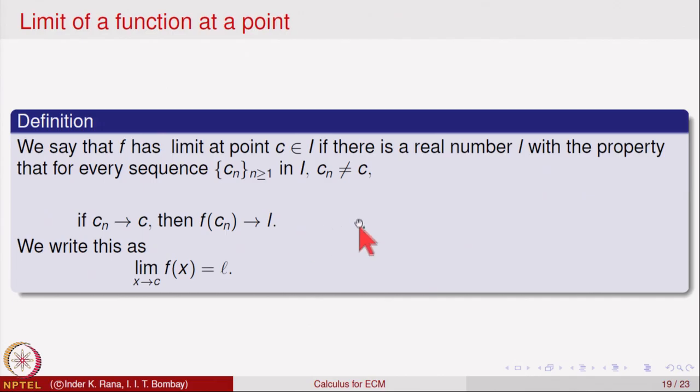So, let us analyze the content of this definition. Pick up any sequence in the domain converging to c. c may or may not be in the domain. Because c_n is in the domain, look at the corresponding image sequence f of c_n. f of c_n is defined, this is a sequence, and one can analyze whether it converges or not. If for every sequence c_n converging to c, f of c_n converges to the same value L, then we say L is the limit.